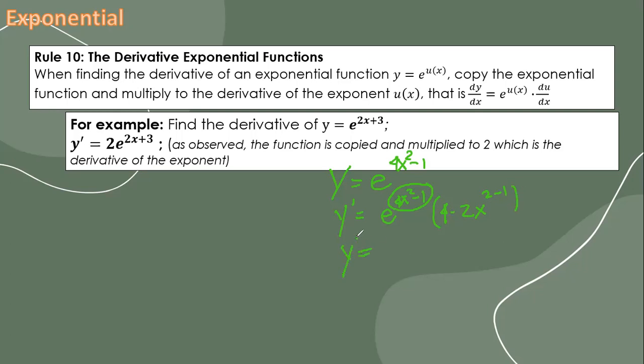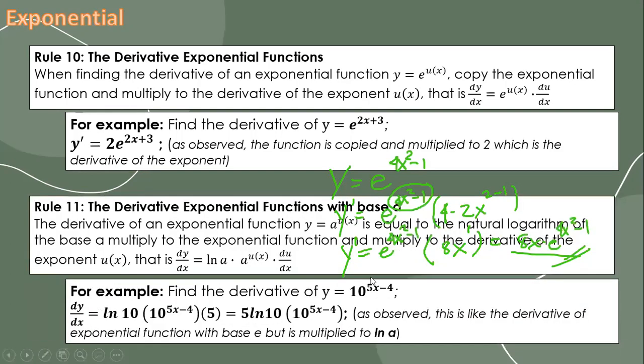Y prime is equal to e raised to 4x squared minus 1 times 4 times 2 is 8, x to 2 minus 1 is x to the 1. Okay, so that is our final answer. So 8x times e raised to 4x squared minus 1. All right. So for our final rule, all right.